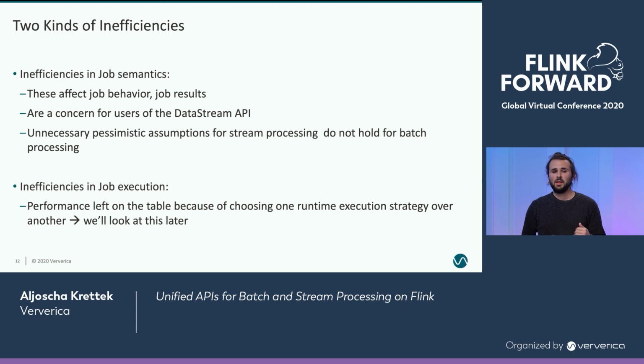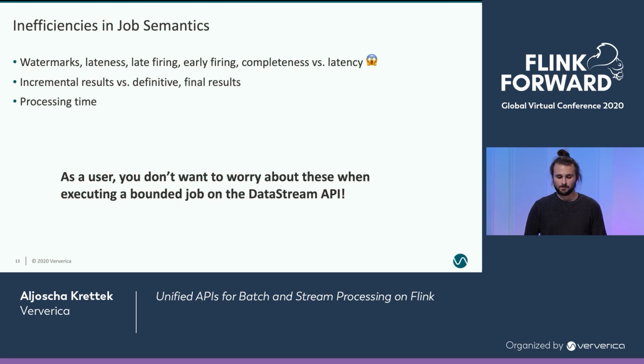And the other set of inefficiencies is inefficiencies in job execution. There are different strategies that you can use when you know that the incoming data is bounded or unbounded. And when you use, say, a stream processing system to process bounded data, then you will leave some performance on the table because you're not using algorithms or data structures that are as efficient as they could be. So we'll also go into that a bit later in the talk. Here, I just want to quickly reiterate some of these inefficiencies in job semantics.